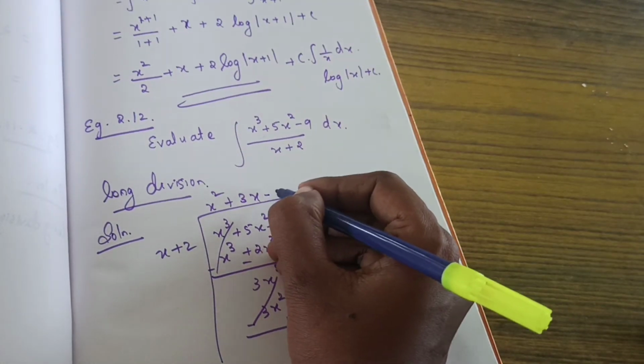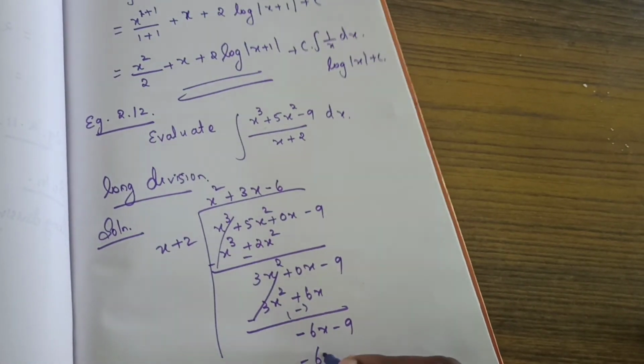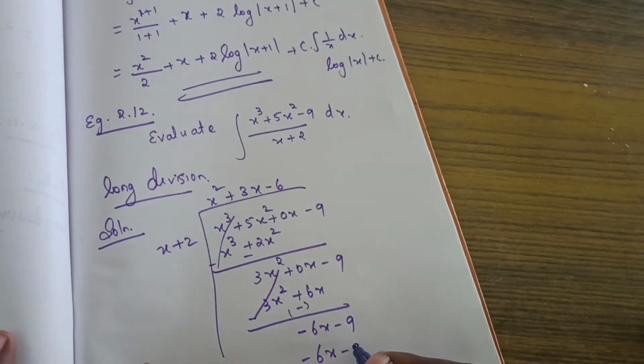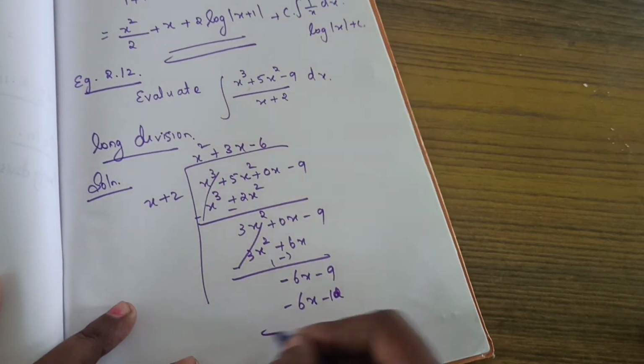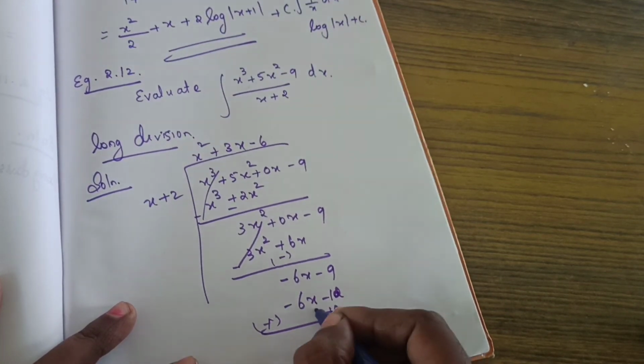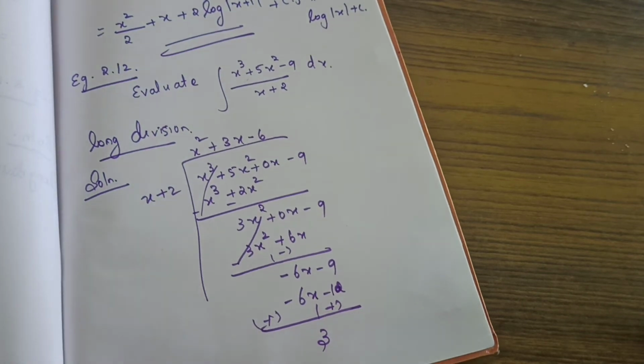Minus 6 you need to get, means minus 6 you give. So minus 6x minus 12. Correct? Change the symbol, plus it is plus. So what will happen? Remainder is 3.